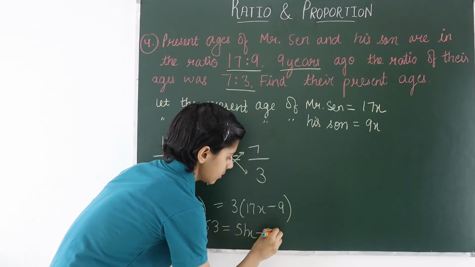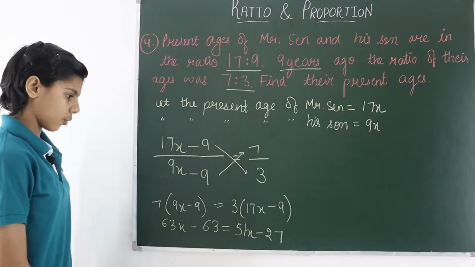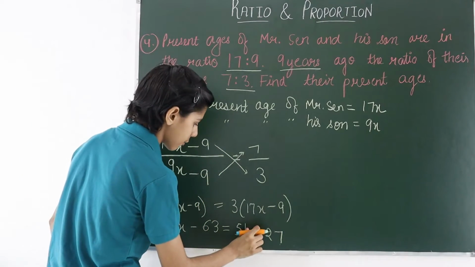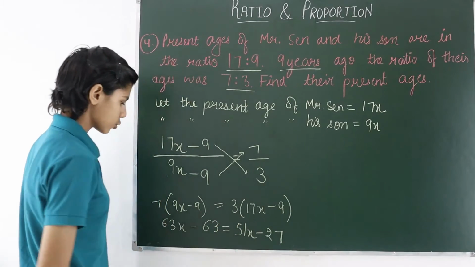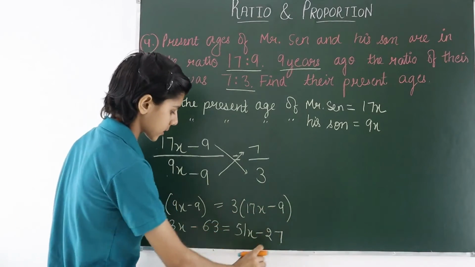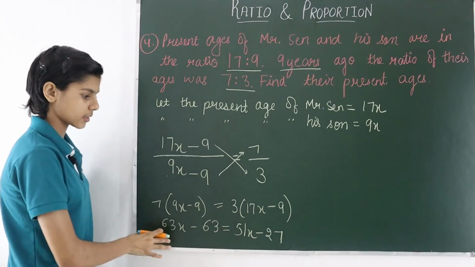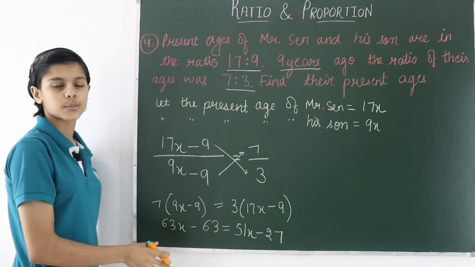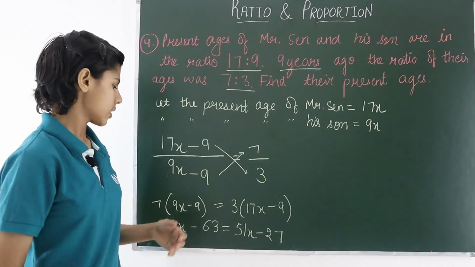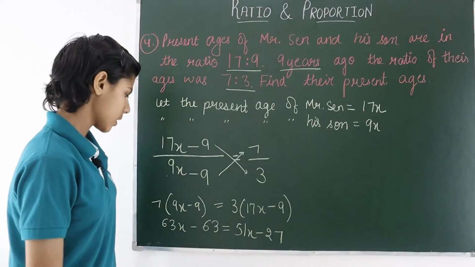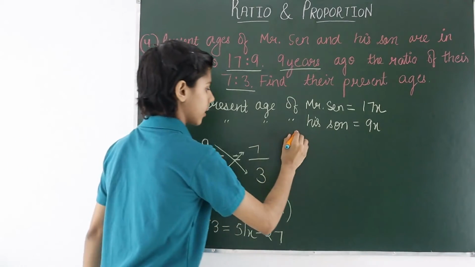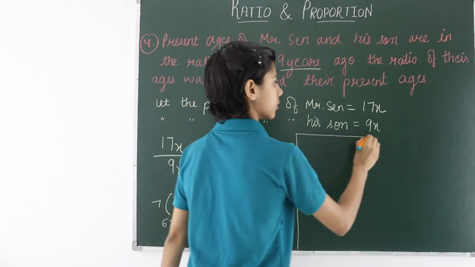minus 27. Now what we want is the value of x. So we will take all the x terms to this side, and the constant terms, which are the numbers, we will take to that side. So I am doing here the next part.